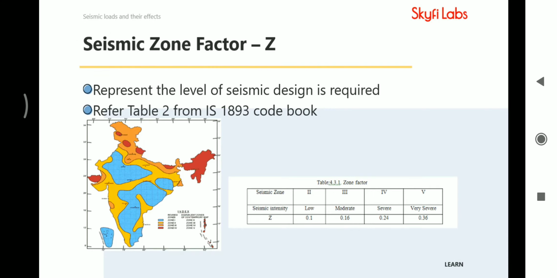I is the importance factor used to obtain the design seismic force, depending on the functional use of the building. Characterized by hazardous consequences of its failure, its post-earthquake functional need, historic value, or economic importance. Refer table number 6 to find the importance factor from IS 1893 codebook.